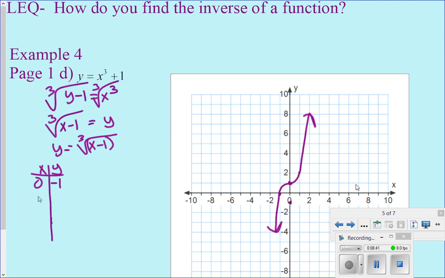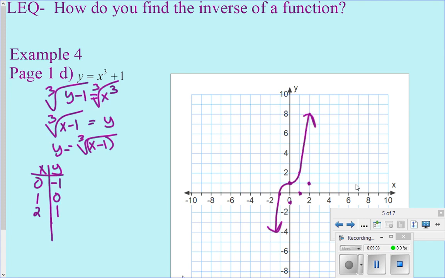Looks like I can put 1 in. 1 minus 1 is 0. The cube root of 0 is 0. So 1, 0. Looks like I can put in 2. 2 minus 1 is 1. The cubed root of 1 is 1. So 2, 1. Right there.